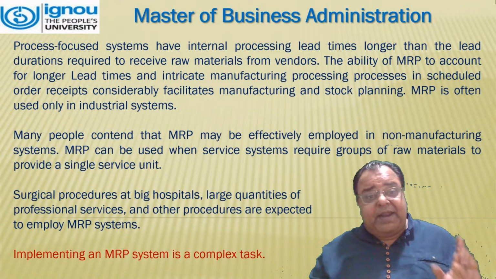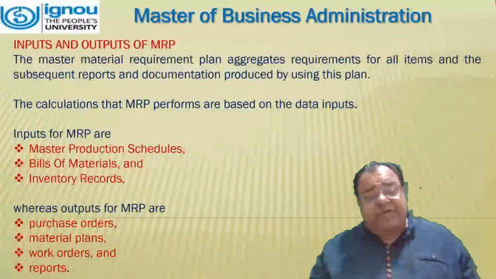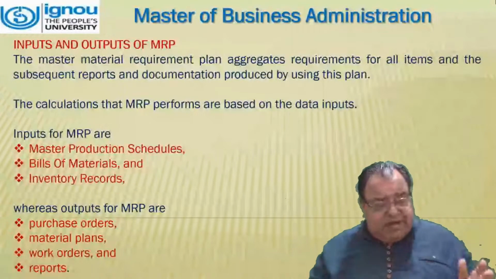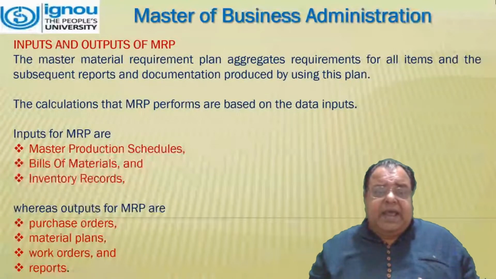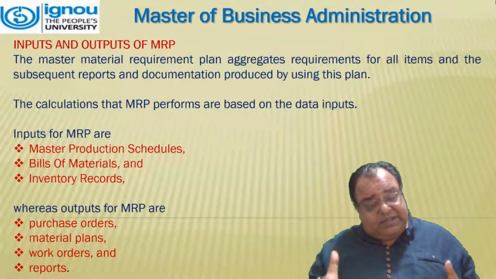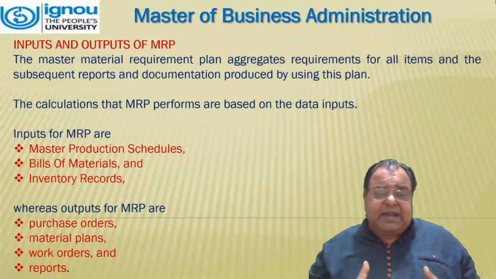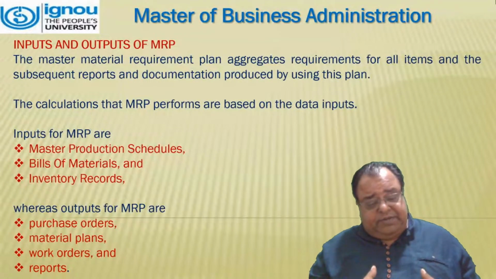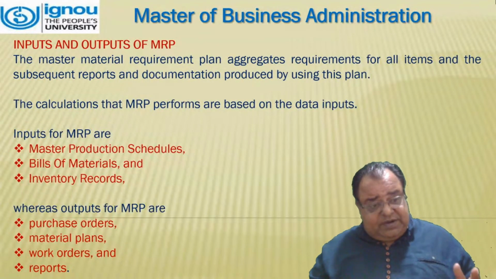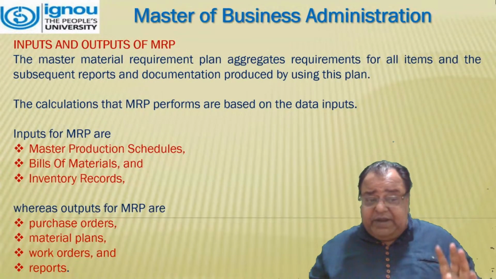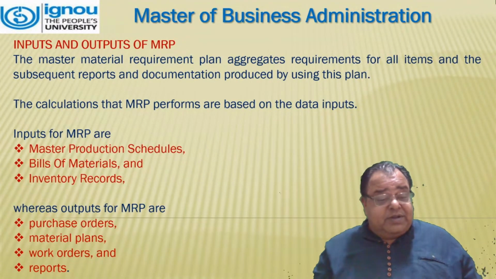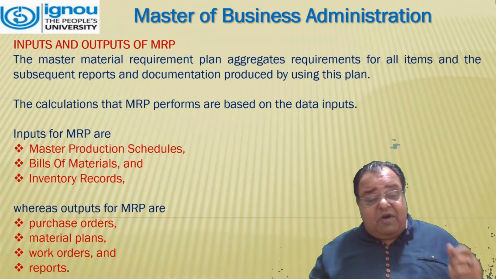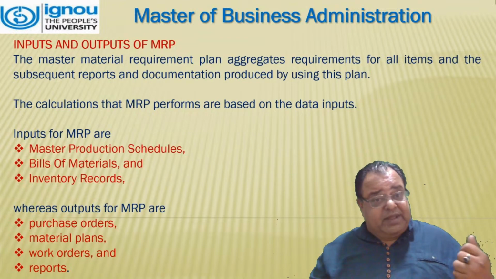What are the inputs and outputs of MRP? The Master Material Requirement Plan aggregates requirements for all items and the subsequent reports and documentation produced by using this plan. The calculations that MRP performs are based on the data inputs. Inputs for MRP are master production schedules, bill of materials, and inventory records. And what are the outputs of MRP? That is the purchase orders, material plans, work orders, and the different reports pertaining to them.